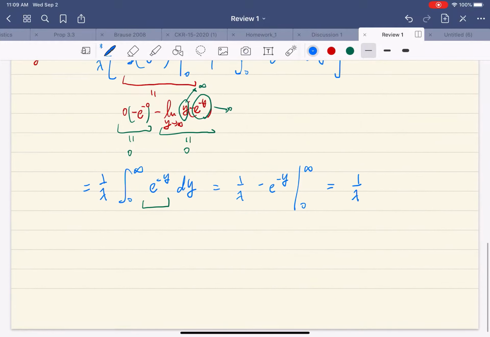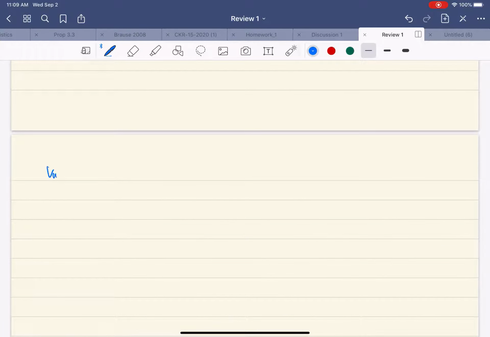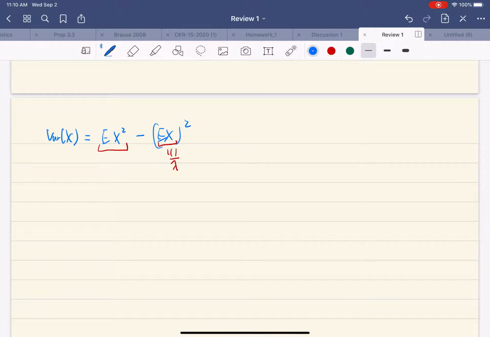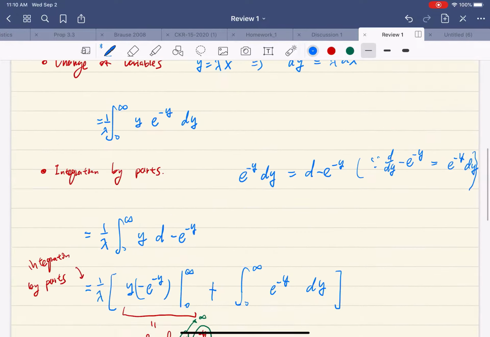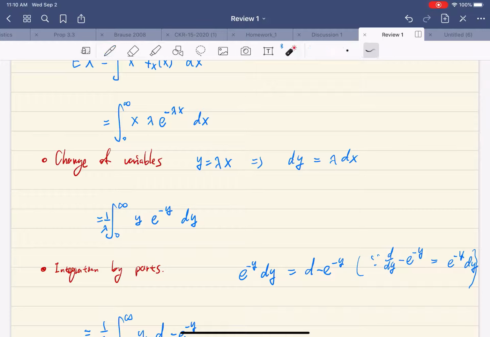Okay. And next, we want to calculate the variance of x. The variance of x is equal to E[X squared] minus the square of E[X]. We have known that E[X] is equal to 1 over lambda. So now we have to calculate E[X squared]. Okay, we have to use the same technique, change of variable and integration by parts.